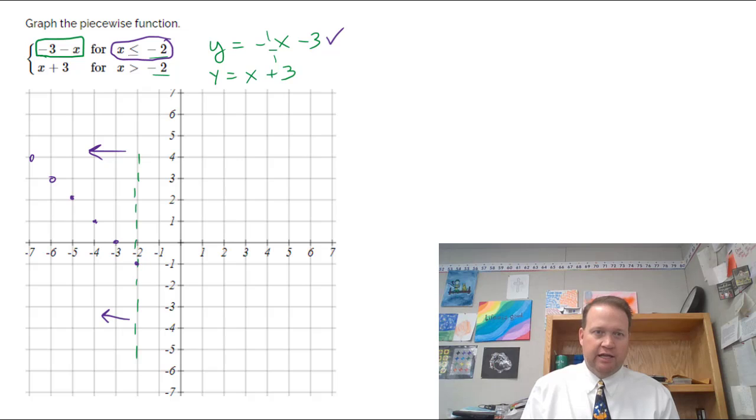And I notice that it's underlined, so it's going to be a solid dot. So this right here becomes a solid dot. And then there's negative x minus 2. There's that negative 1 slope.